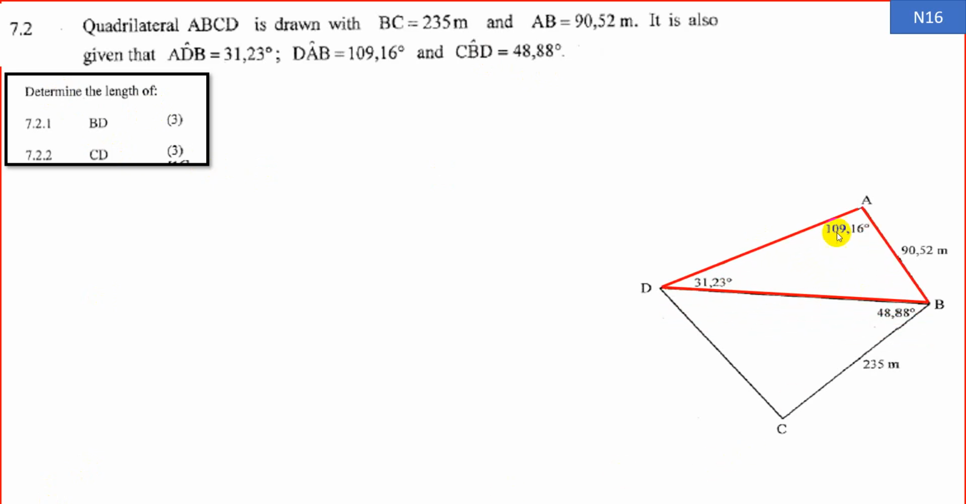So we're going to highlight the triangle that has BD and lots of information in it. And the first thing that comes to mind is the sine rule. So let's see if we have enough information to use the sine rule. So the question is to find DB. We need the angle opposite. Correct, we have that. And we need one more side and the angle opposite it. So we have enough information to use the sine rule.